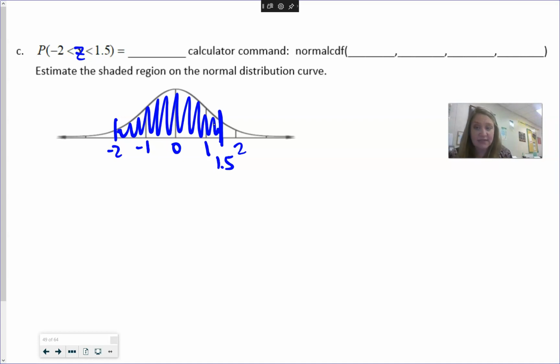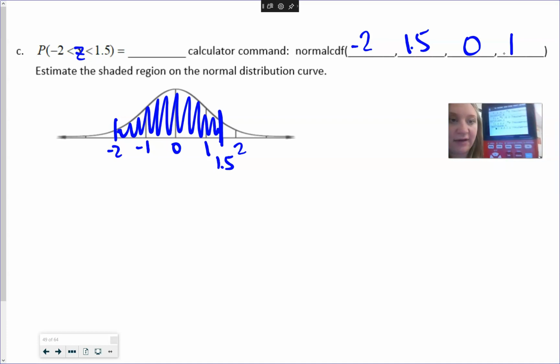I like these. These are almost kind of easier. It gives you a beginning and an end. We're beginning at the z-score of -2. We're ending at a z-score of 1.5. Always use 0, 1. So my lower boundary is -2. Our upper boundary is a positive 1.5. Always keep the 0, 1.